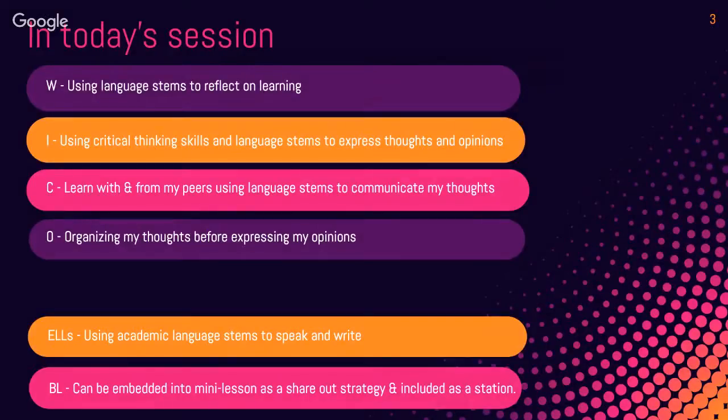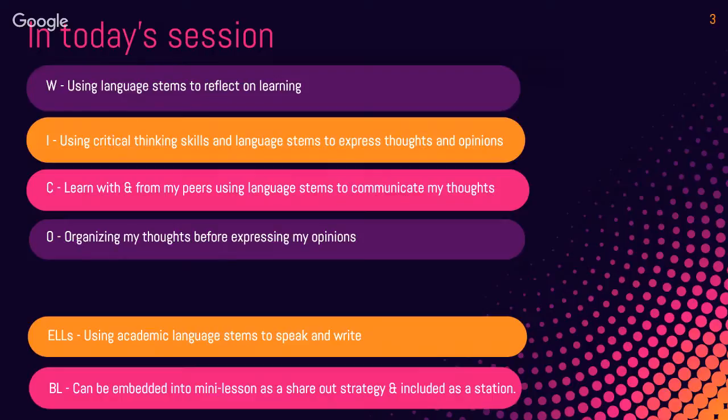So in today's session, we're going to be looking at how these strategies fit in with those WICOR components. So we have W, using language stems to reflect on learning. The I, using critical thinking skills, and also using language stems to express thoughts and opinions. The C, learning with and from my peers, using language stems to communicate my thoughts. And then O, organizing my thoughts before expressing my opinions. So again, the trend here is those language stems, and language stems are really what we work around in order to get our students ready for the next level.